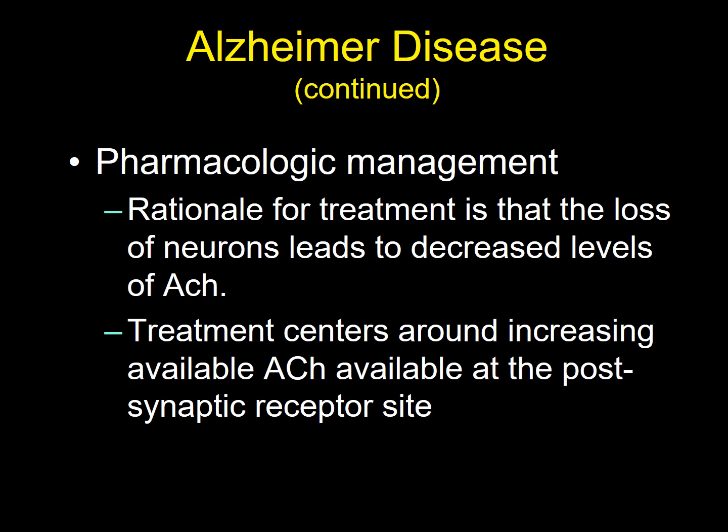So the rationale for the treatments that we have for Alzheimer's disease is that we are trying to increase the amount of functional acetylcholine at those synapses in the limbic system. Treatment for Alzheimer's disease, and mind you, this isn't treatment to cure the disease. I mean, you can't cure Alzheimer's or even slow the progression. All we can do is try to improve the amount of acetylcholine in these functional areas so that we can improve memory. So treatment centers around increasing available acetylcholine, which means more acetylcholine at the receptor site.